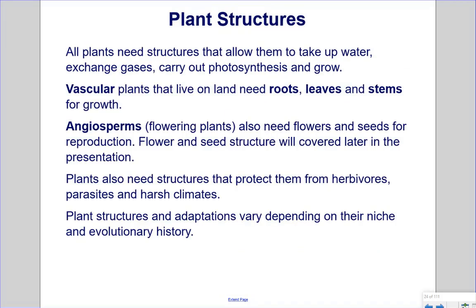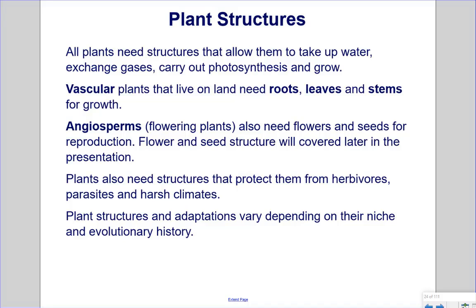Plant structures. All plants need structures that allow them to take up water, exchange gases, carry out photosynthesis, and grow. Vascular plants that live on land need roots, leaves, and stems for growth. Angiosperms, which are the flowering plants, also need flowers and seeds for reproduction. Flower and seed structure will be covered later in the presentation.